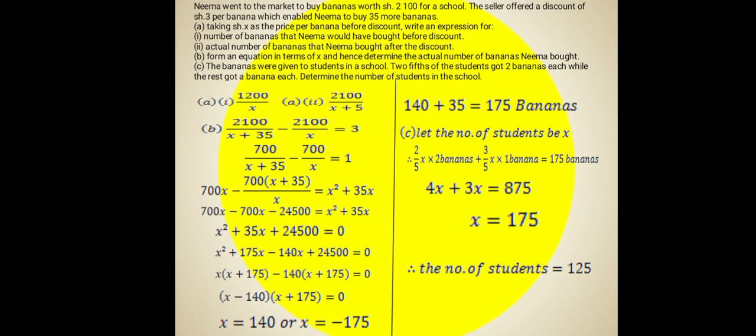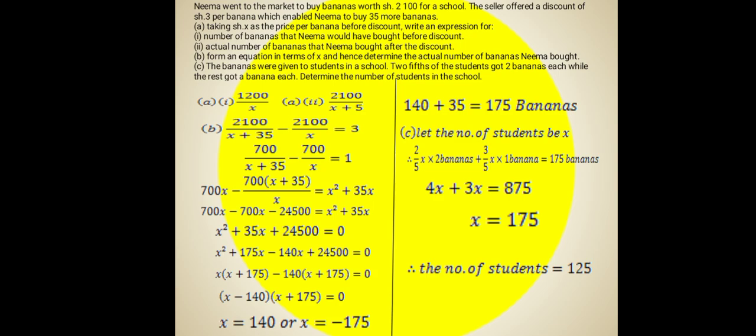Neema went to the market to buy bananas worth 2,100 shillings for a school. The seller offered a discount of 3 shillings per banana, which enabled Neema to buy 35 more bananas. Taking X shillings as the price per banana before discount, write the expression for the number of bananas that Neema would have bought before the discount. So the number that she would have bought before the discount is 2,100 all over X.